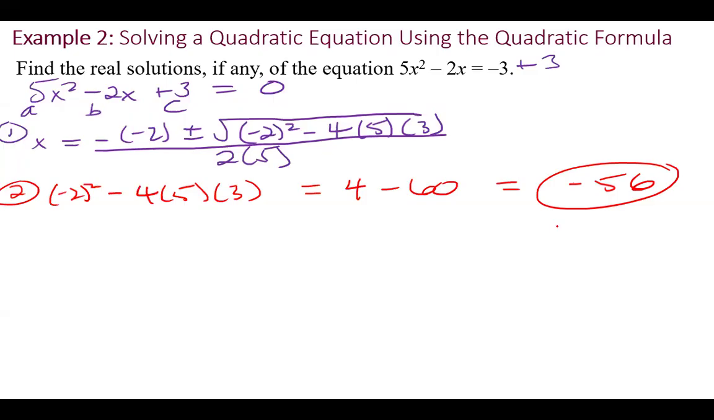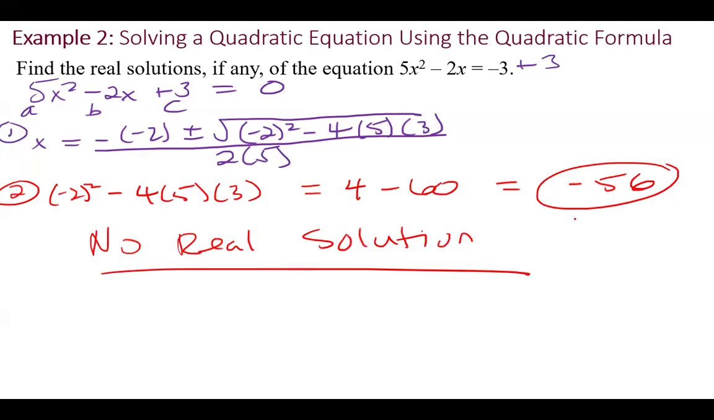What does it mean if you look back on your notes when your discriminant is negative? What does it say? No real solution. So guess what we get to do? We're done. The answer is no real solution. And why is there no real solution? Because our discriminant is negative. And that's where we stop.